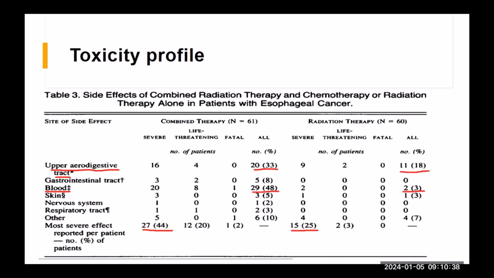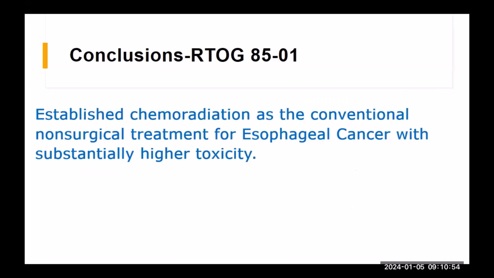So obviously the benefit of survival and local regional control comes with the cost of toxicity. If you see the combined modality therapy, there is higher chance of gastrointestinal and hematological toxicity, and overall grade 3, grade 4 side effects are higher on the combined modality arm. So RTOG 8501 concluded that it established the chemoradiation as the conventional non-surgical treatment for esophageal cancer with substantially higher toxicity.